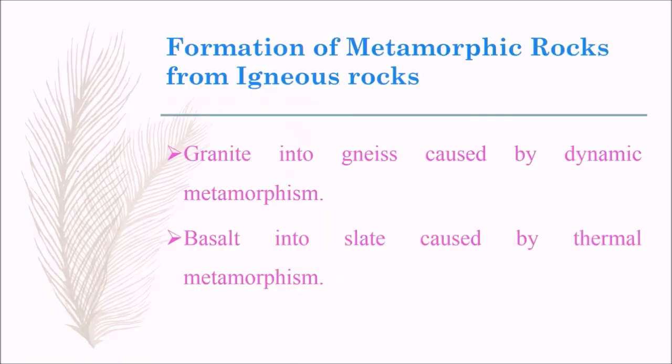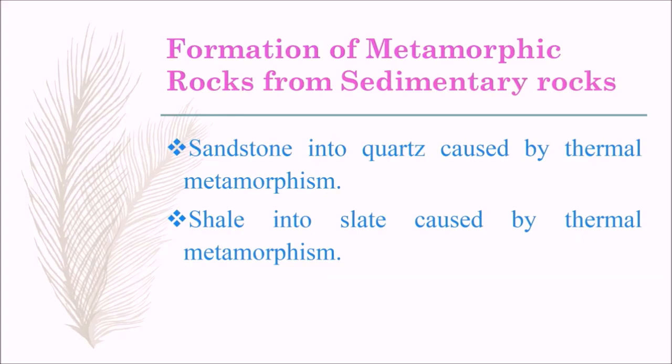Now let's see about formation of metamorphic rocks from igneous rocks. Granite into gneiss caused by dynamic metamorphism. Basalt into slate caused by thermal metamorphism. Now we are going to learn about formation of metamorphic rocks from sedimentary rocks. Sandstone into quartzite caused by thermal metamorphism. Shale into slate caused by thermal metamorphism.